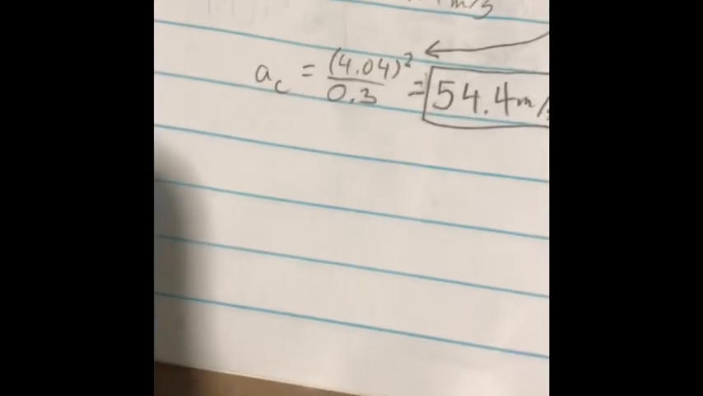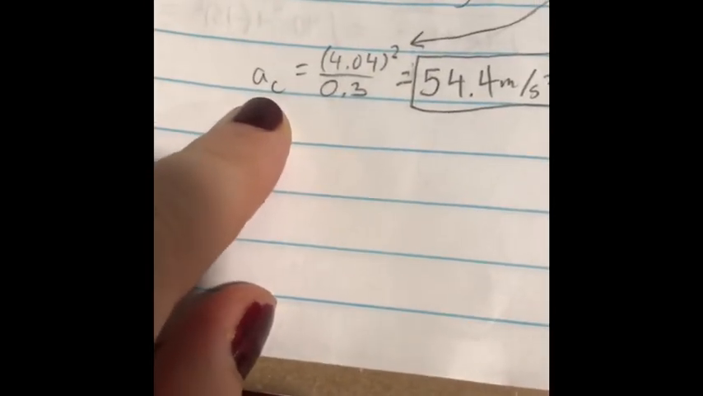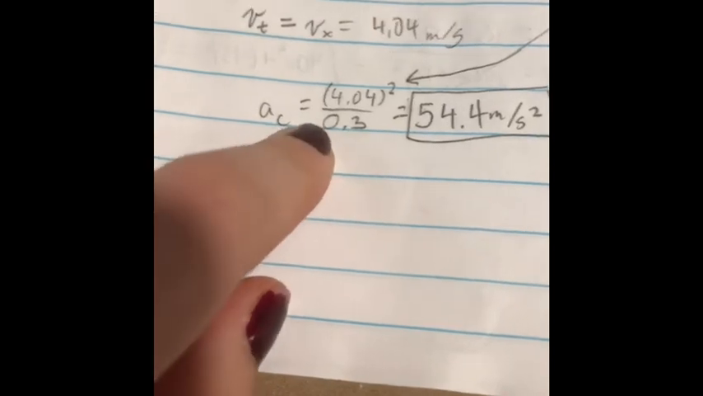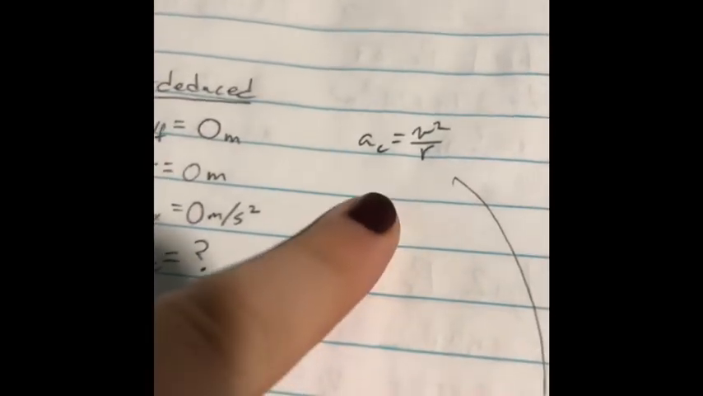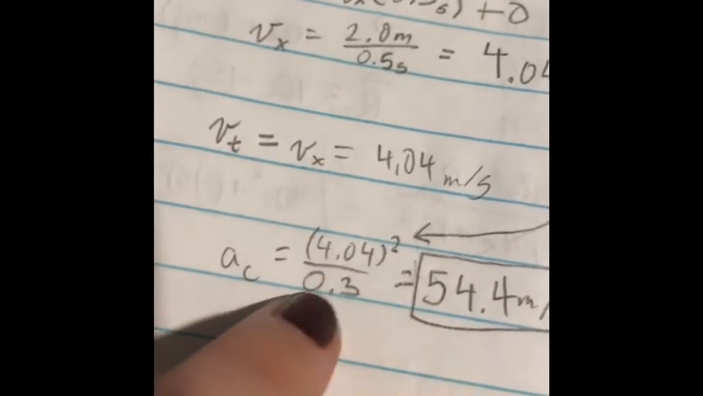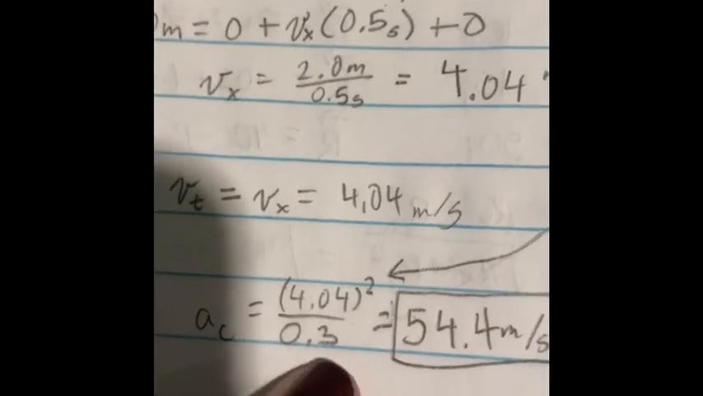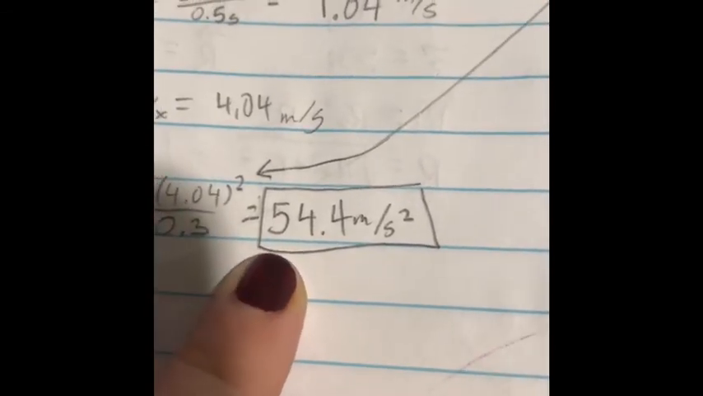And then we take the speed, and we're going to input it into this equation that we had earlier, the equation when you have circular motion. So we have the speed squared over r, which is the radius, 0.3 meters, we had earlier. So the radial acceleration is 54.4 meters per second squared.